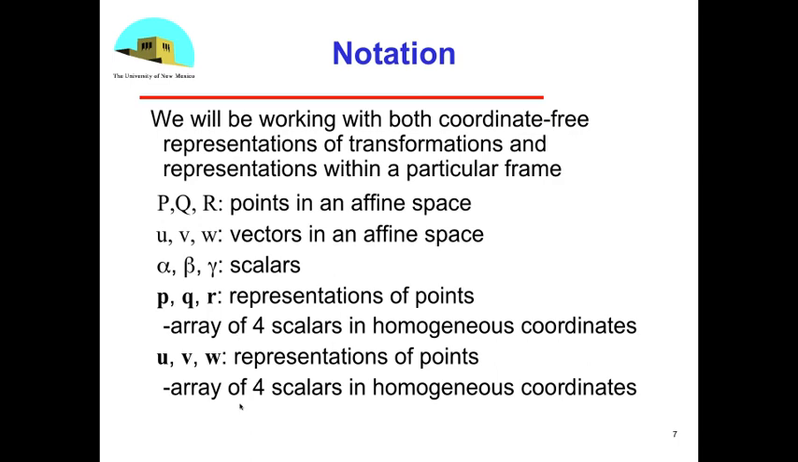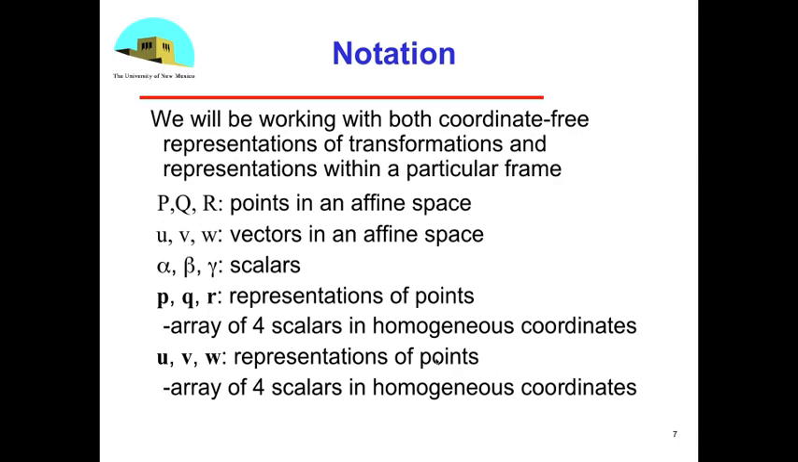And since we're using homogeneous coordinates, both points and vectors get represented in the same way, so there shouldn't be any confusion between P, Q, and R and U, V, W, although I'll tend to use U, V, W for representations. These are representations of vectors, not of points usually, so I should change that word in there.